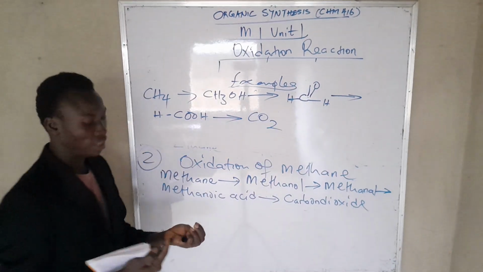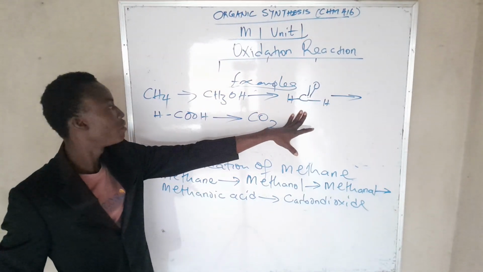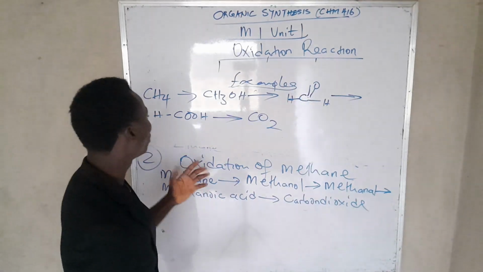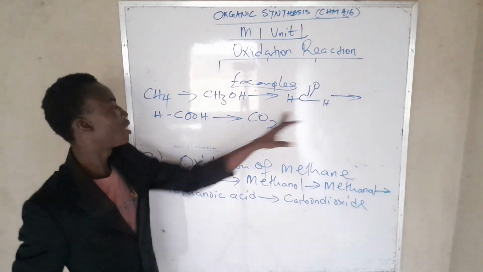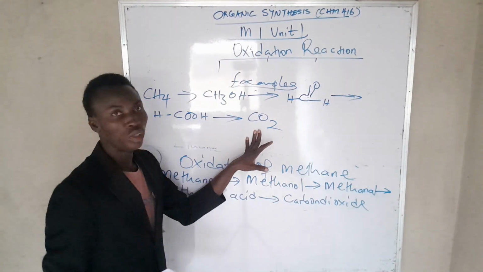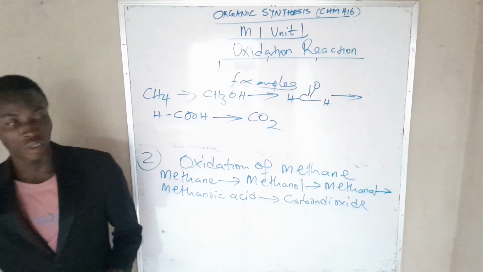Now, what do you notice in this reaction? From CH4 to this, and to this one that we have here, the number of hydrogen continues to decrease, while the number of oxygen continues to increase from methanol to methanoic acid. And eventually, the last stage is CO2. Of course, this is what we call an oxidation reaction.